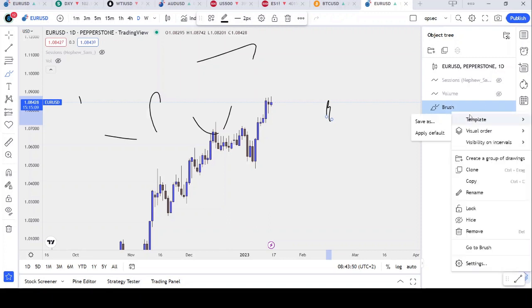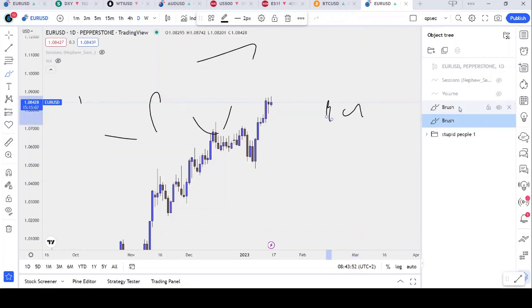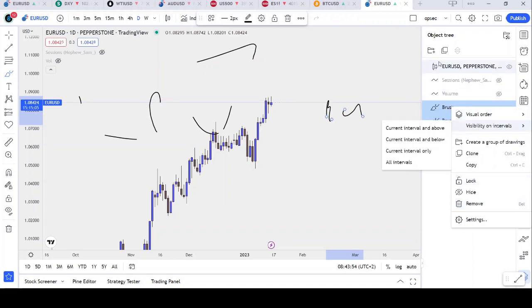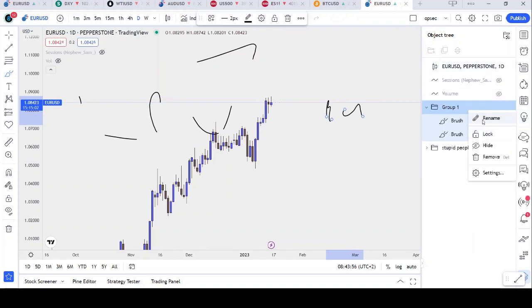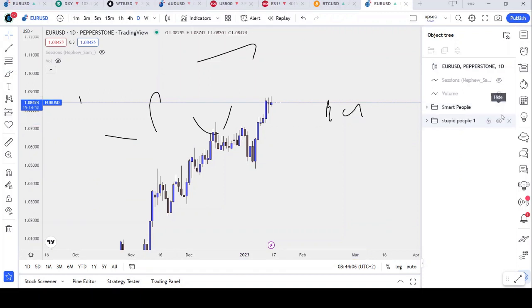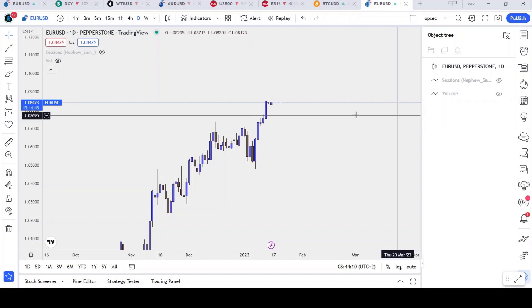And then I can make a folder for these. And I can call them smart people. And then I can choose if I want to see both the stupid people and the smart people, or if I just want to see the stupid people, or if I just want to see the smart people. Right, and then I can delete them like that.